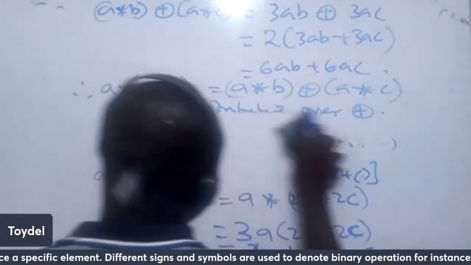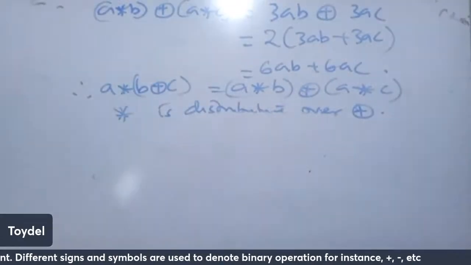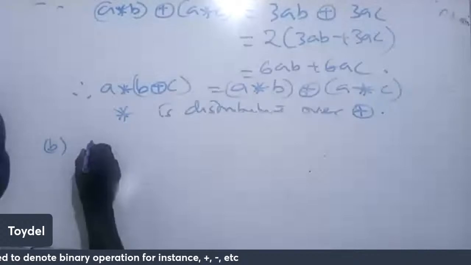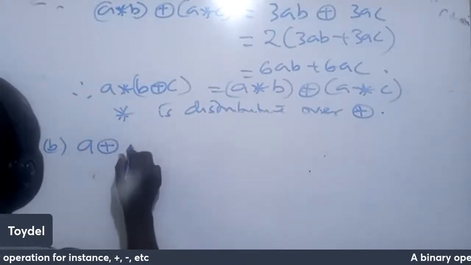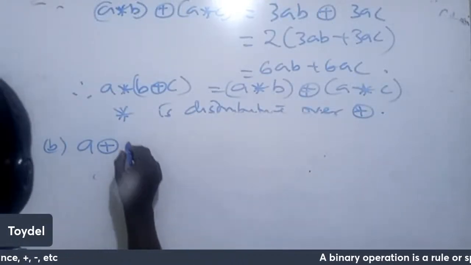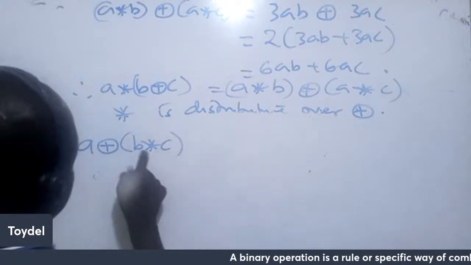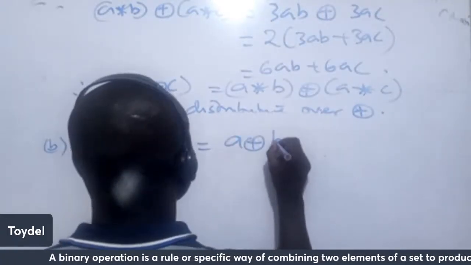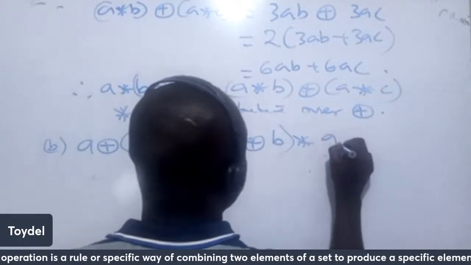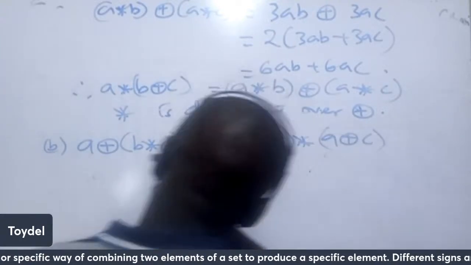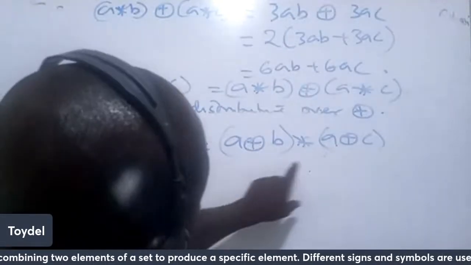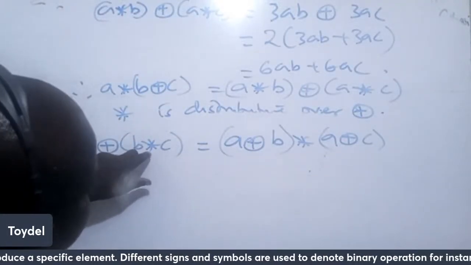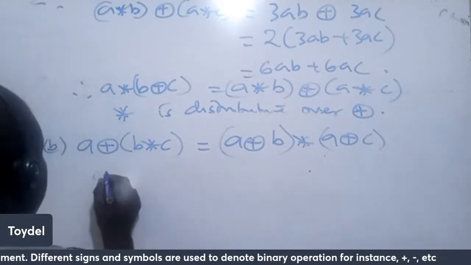So we go to the B part of the question. Will it be the same thing? The B part of the question now says we should show that this plus distributes over asterisk. And if that is the case, this is what we want to show. We want to show that this holds, A plus B asterisk C equals A plus B asterisk A plus C. So if we are able to show that this left hand side is equal to this right hand side, it simply means that this plus distributes over asterisk.